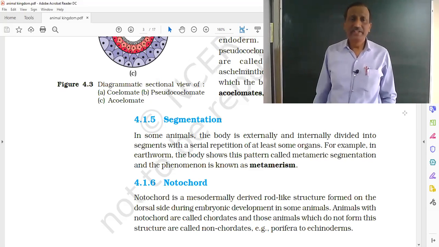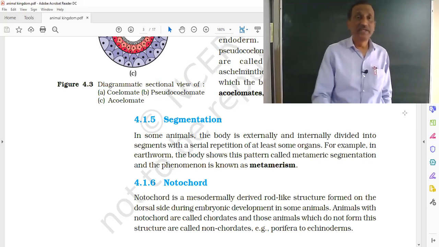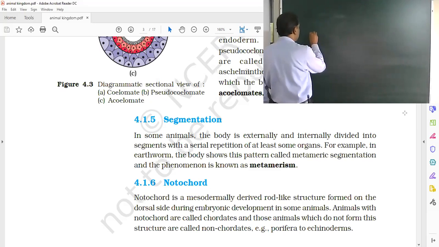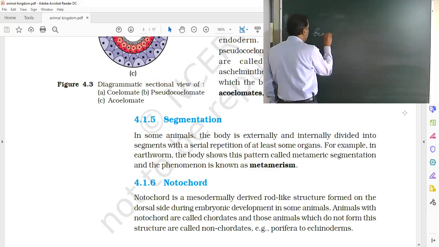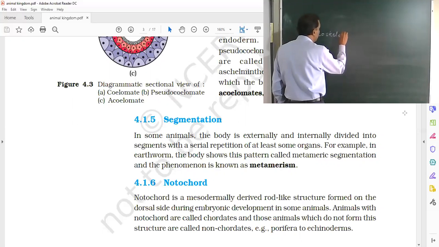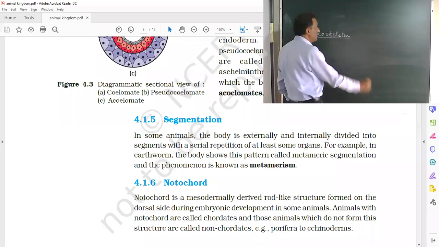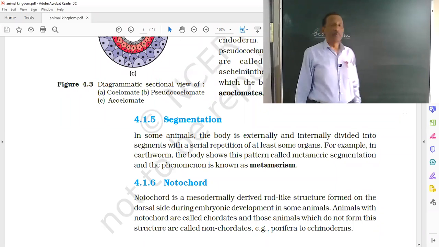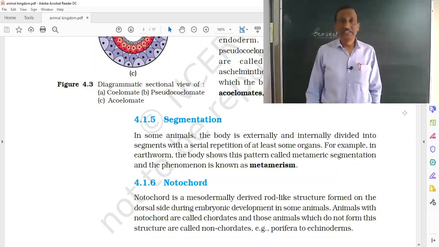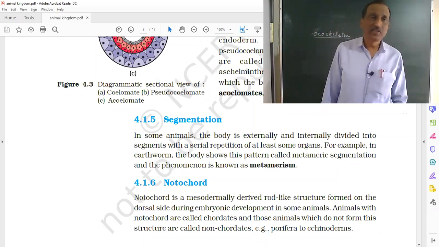Now I will consider one more character which is not given here, that is called exoskeleton. Rather, this is one of the most important criteria of classification. Exoskeleton is the skeleton, that is, the body-supporting structures which are found outside the body. Now, what are the exoskeletons?